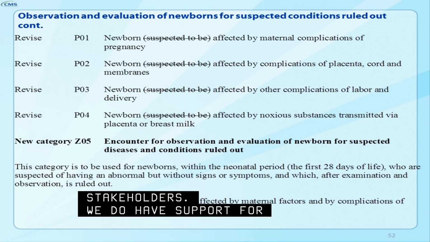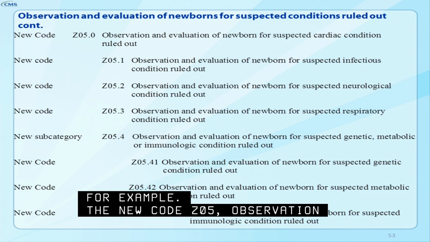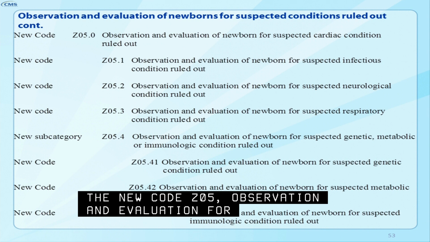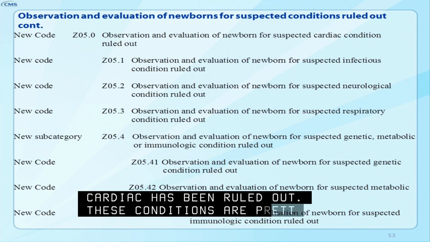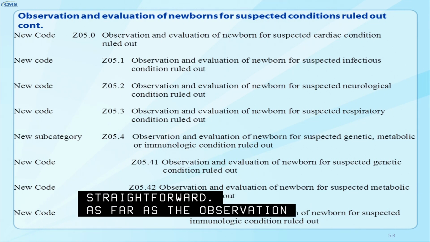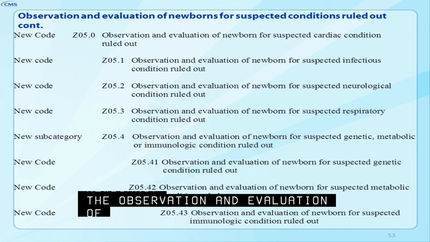For example, new code Z05, observation, evaluation of newborn for suspected cardiac condition ruled out. Again, this provides a code for the encounter for the newborn when the conditions have been ruled out. Each of the conditions is pretty straightforward: observation and evaluation of newborn for suspected neurological conditions ruled out, Z05.2, observation evaluation of newborn for suspected respiratory conditions ruled out, Z05.3, and so forth.